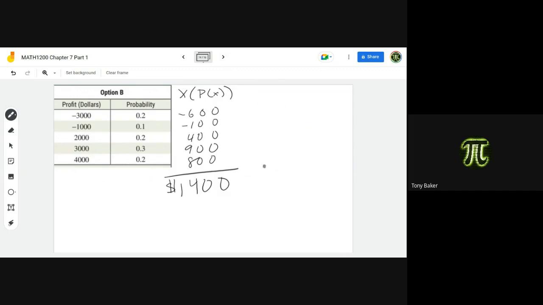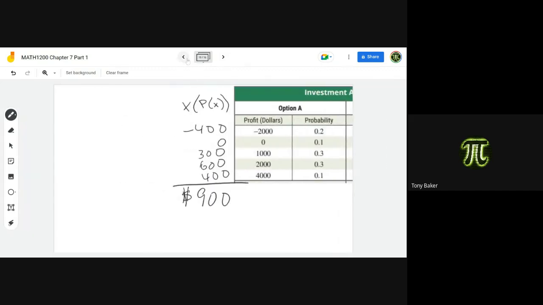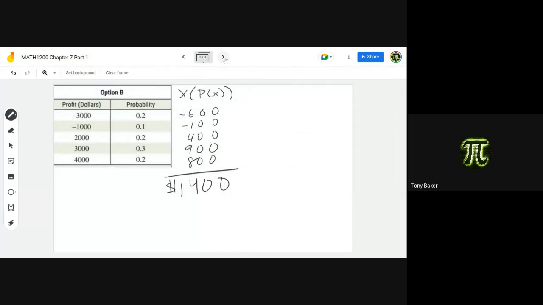All right. So option A was $900 expected value. Option B was $1,400. Okay. So in the long run, which investment would be a better option? Option B, because your expected value is higher.